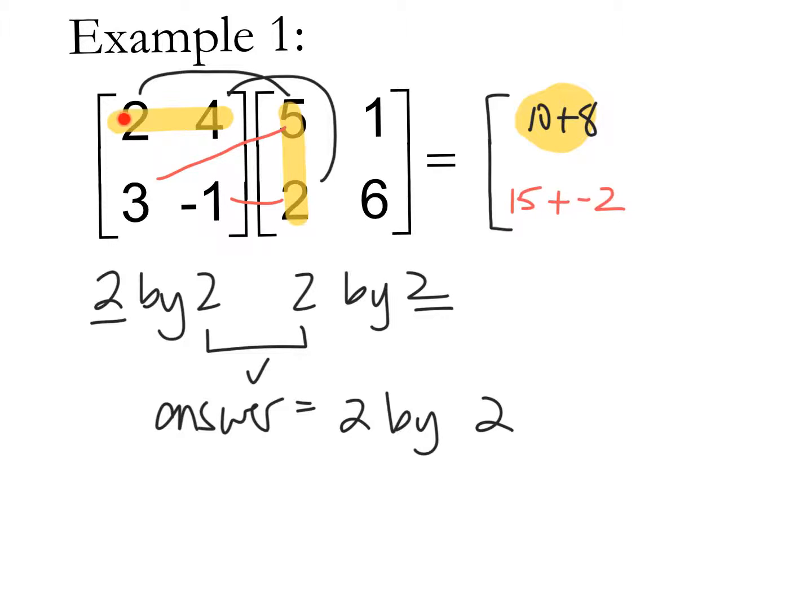So now what I'm going to do is the top row and the right column, and that answer is going to go right here. So I'm going to do 2 and 4 times 1 and 6. I'm going to start with 2 times 1, which is 2. And I'm going to do 4 times 6, which is 24.